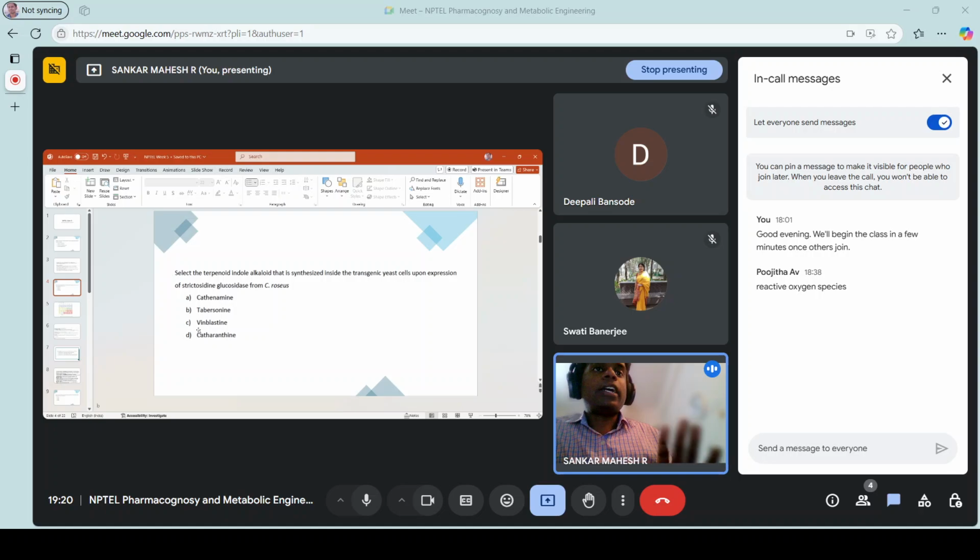You can take a couple of minutes and think how the pathway would flow when you have strictosidine being acted upon by strictosidine glucosidase. That would give you something called strictosidine aglycone. So from strictosidine aglycone, what are all the possible compounds that can be produced?